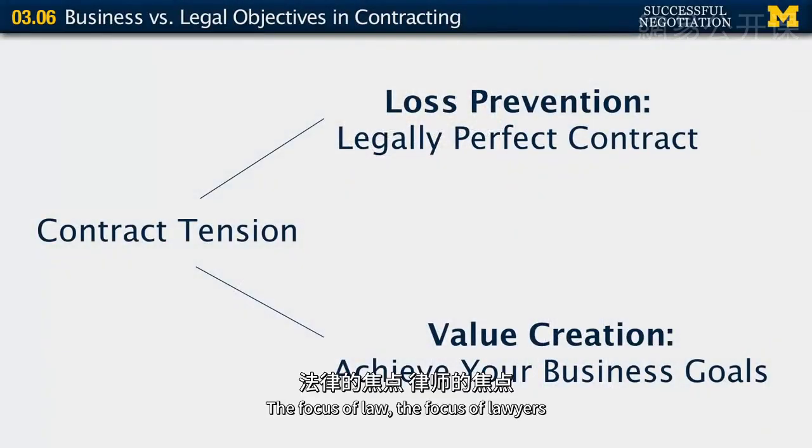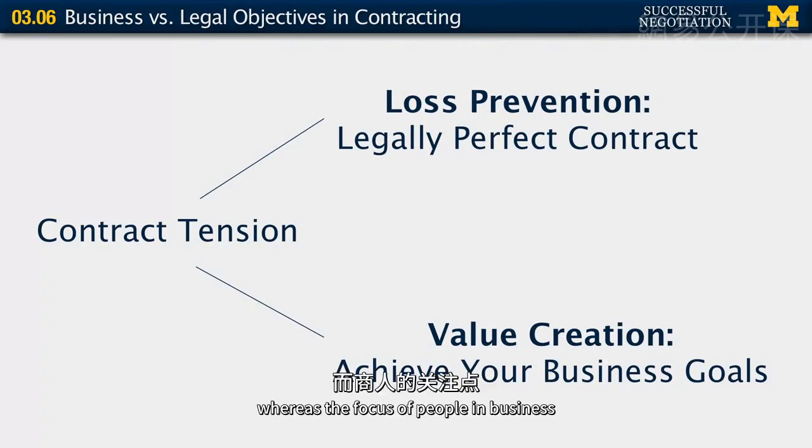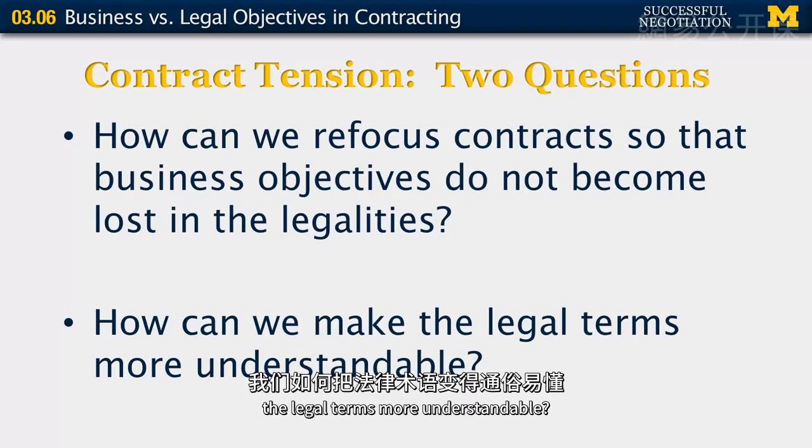The focus of law, the focus of lawyers, is on preventing losses. They want to create a legally perfect contract, whereas the focus of people in business is value creation. They want to create value and they want to achieve their business goals. And this tension between the legal aspects and the business aspects leads to two key questions. First of all, how can we refocus our contracts so that the business objectives do not become lost in the legalities of the written agreement? And second, how can we make the legal terms more understandable?